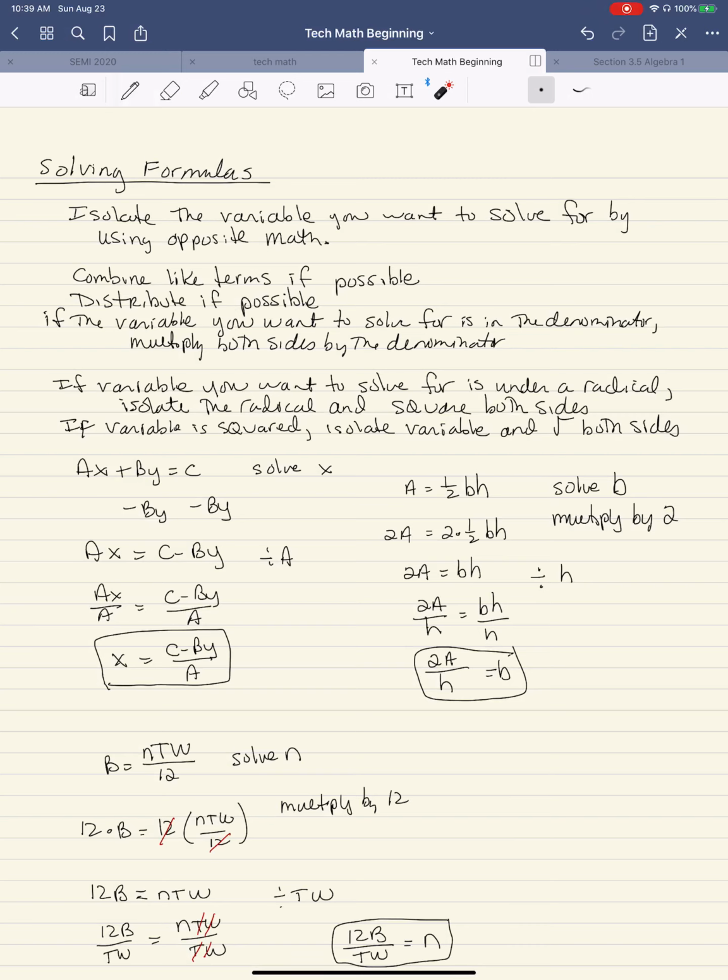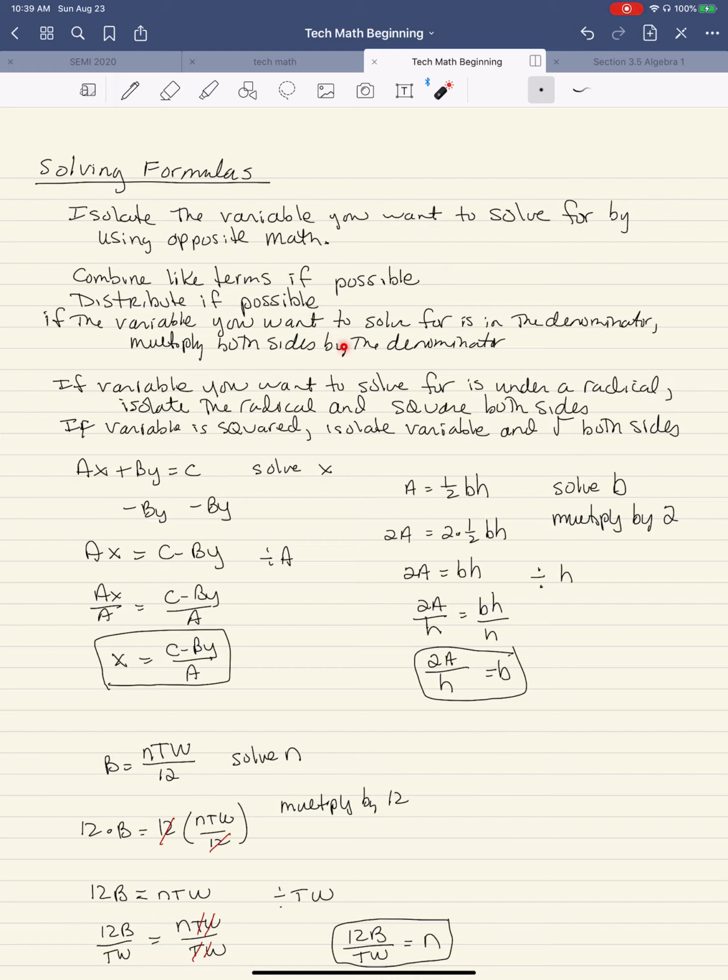Solving formulas. Solving formulas is very similar to solving equations. The only difference is mostly everything is usually in variables. So you still want to isolate the variable you want to solve for by using opposite math. Combine like terms if possible, distribute if possible.